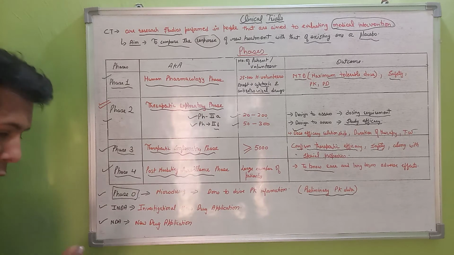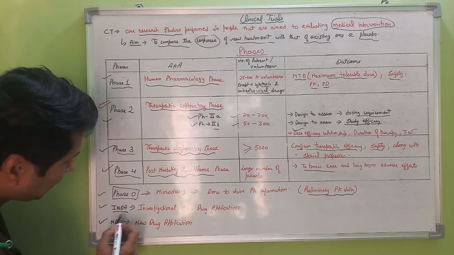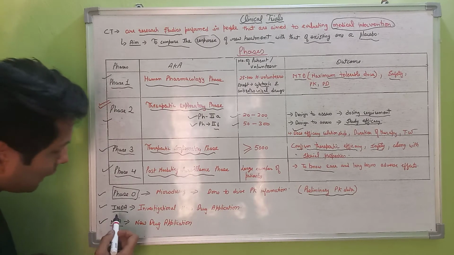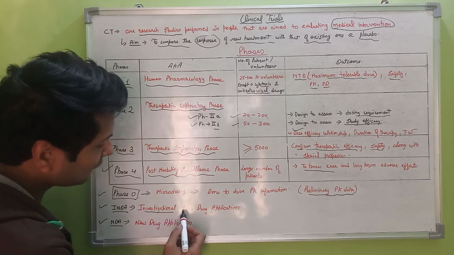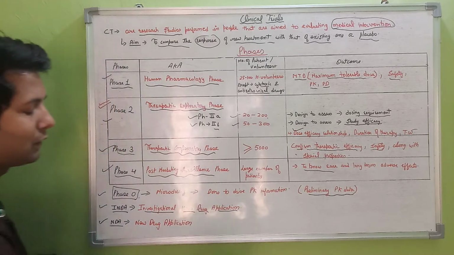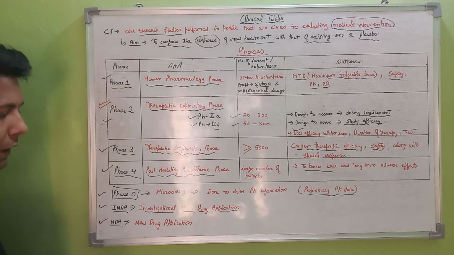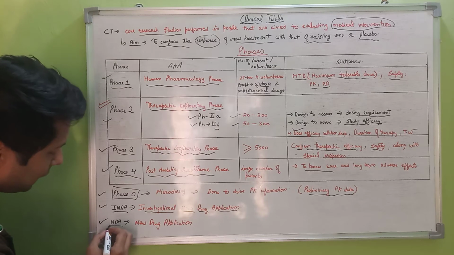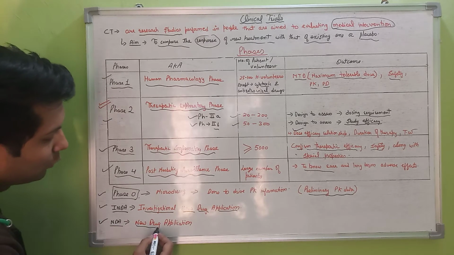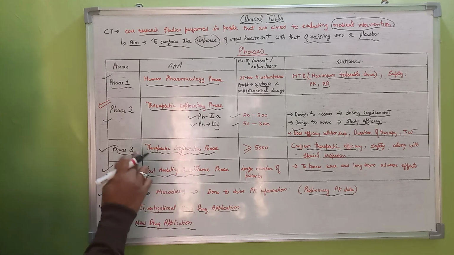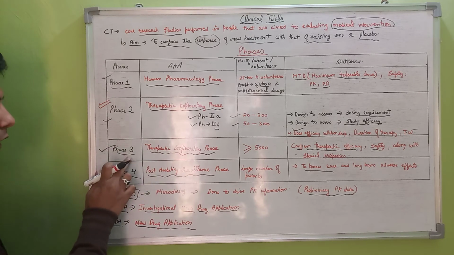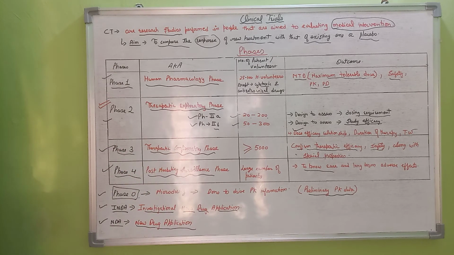Two more terms. First is IND and second is NDA. IND stands for investigational new drug application. Generally it is filed after the preclinical trials and before the clinical trials. And next is NDA. NDA stands for new drug application. It is filed after the completion of phase 3 clinical trials. So this is a brief overview of the clinical trials and their phases.